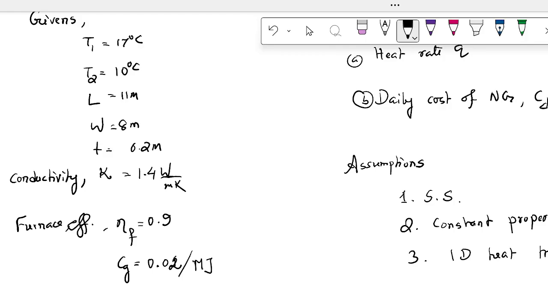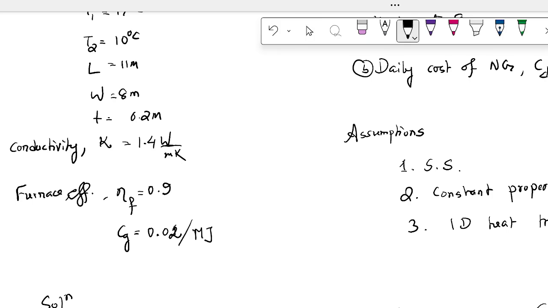So I wrote it, and the thickness is given as 0.2 meter. Now, this Kelvin cancels out. This meter cancels out. This meter cancels out. It goes so far? This negative and this negative 7 are going to become positive, right? And you'll have a value of 4,312 watt. That's your Q, the heat rate. You can also write this as 4.312 kilowatt. Either way is fine. That's part A.